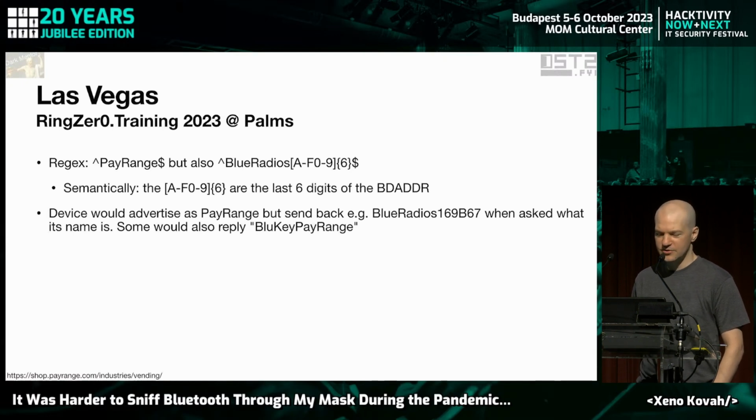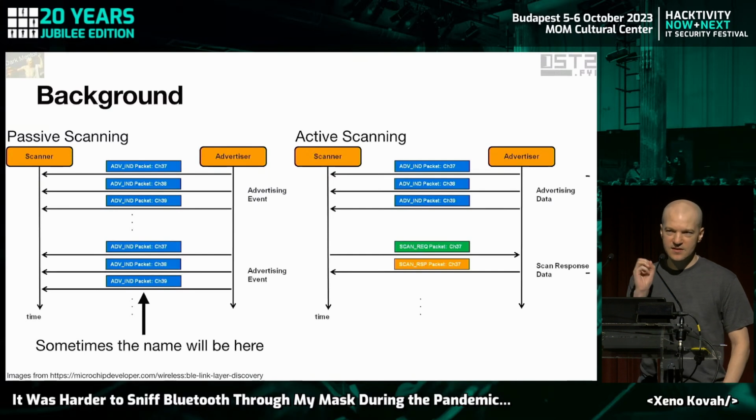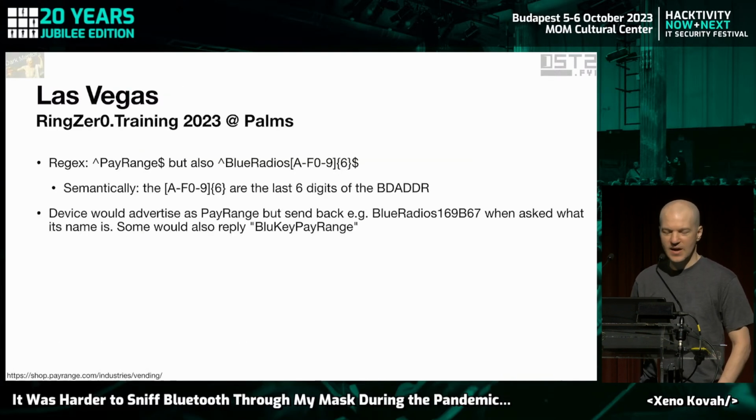This was kind of a weird and interesting case in that it would advertise the name of PayRange, but then when you would scan the device actively and say, what's your name, it would come back with a different name called Blue Radios something. The reason for that is because there are different types of packets in Bluetooth, and Bluetooth Low Energy specifically. There are advertisement packets, ADV_IND, advertisement indication, and sometimes some devices will say their name continuously and shout it out, here's my name. Other devices, you have to send a scan request and say, what's your name, and you get back a scan response. So these particular devices came back with different names in the scan response versus just the advertisement.